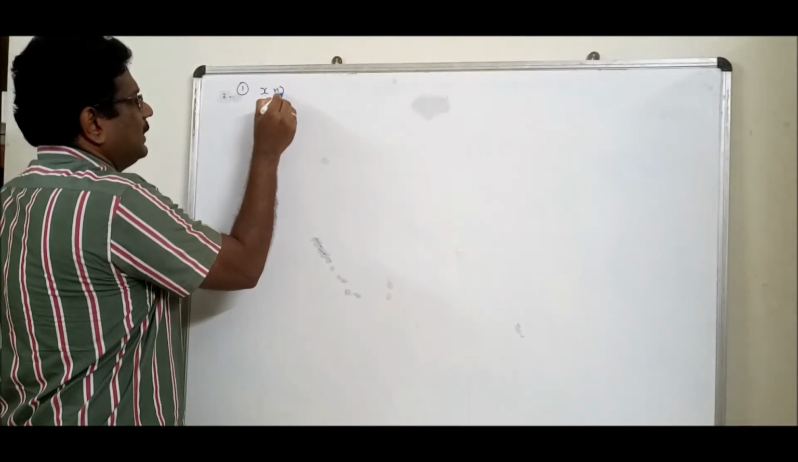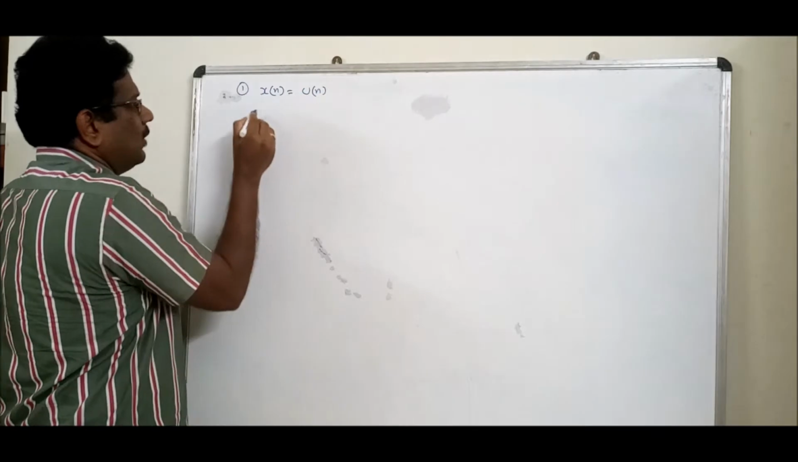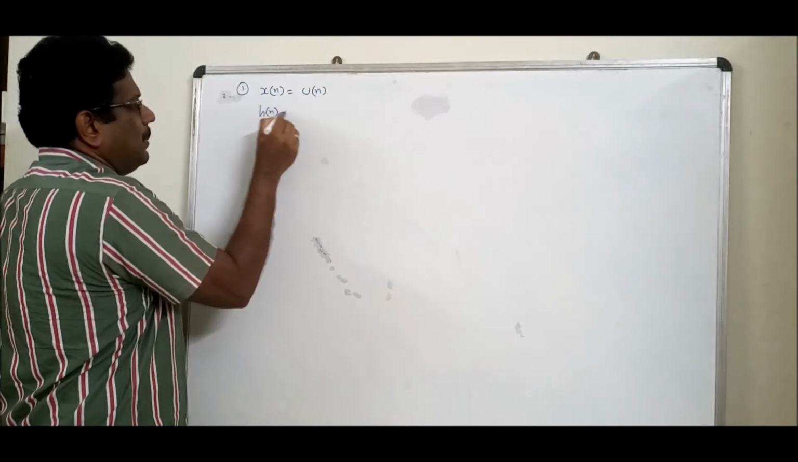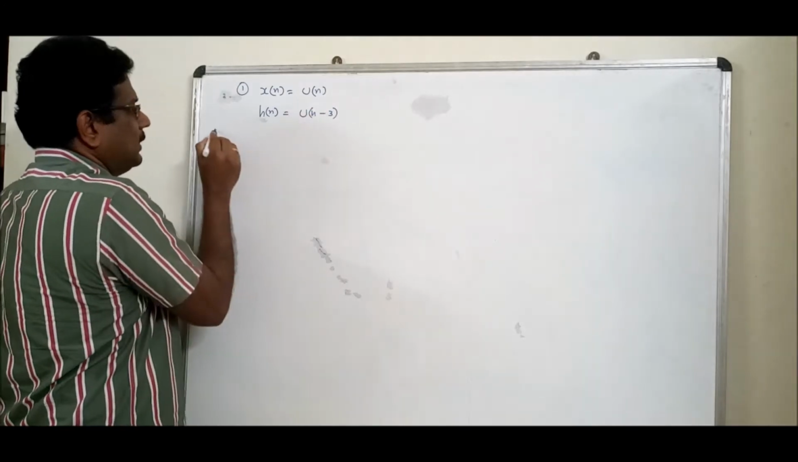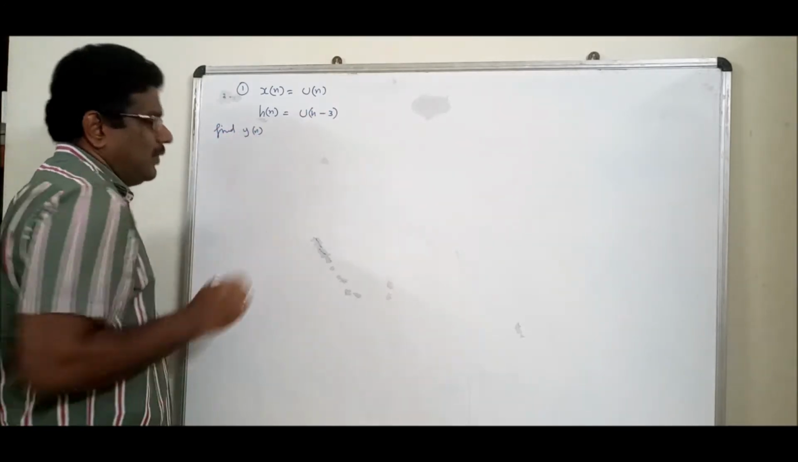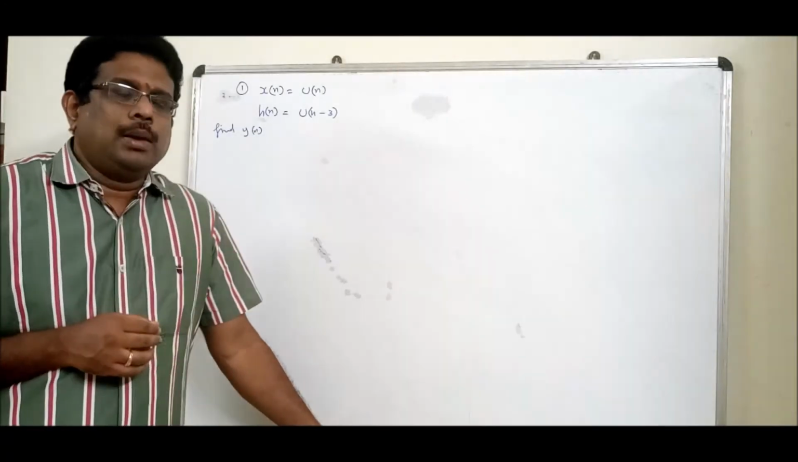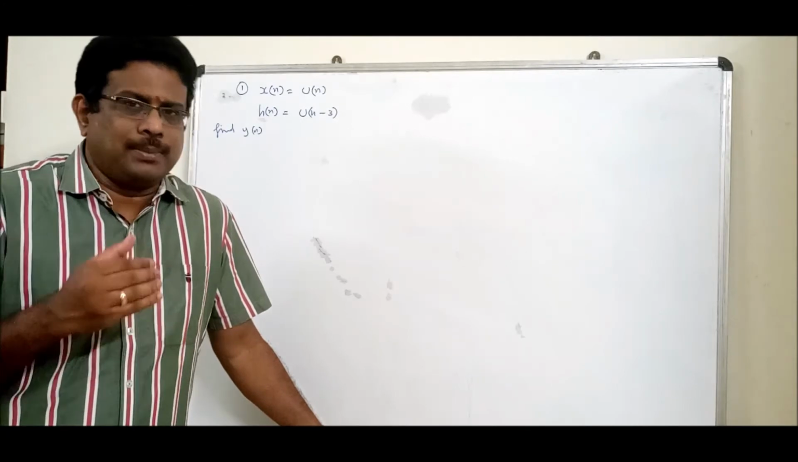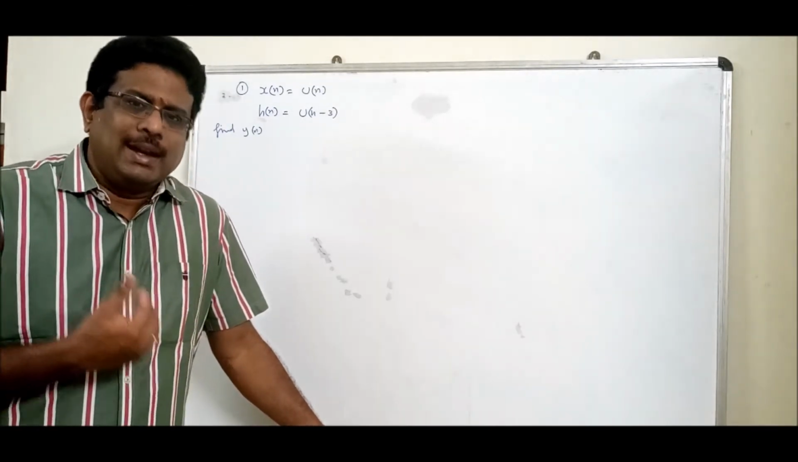Let us consider a discrete signal x of n equals u of n, with impulse response h of n equals u of n minus 3. Find y of n. I want to find the convolution. All preliminary issues are the same; how we did in continuous, we are going to do in discrete.